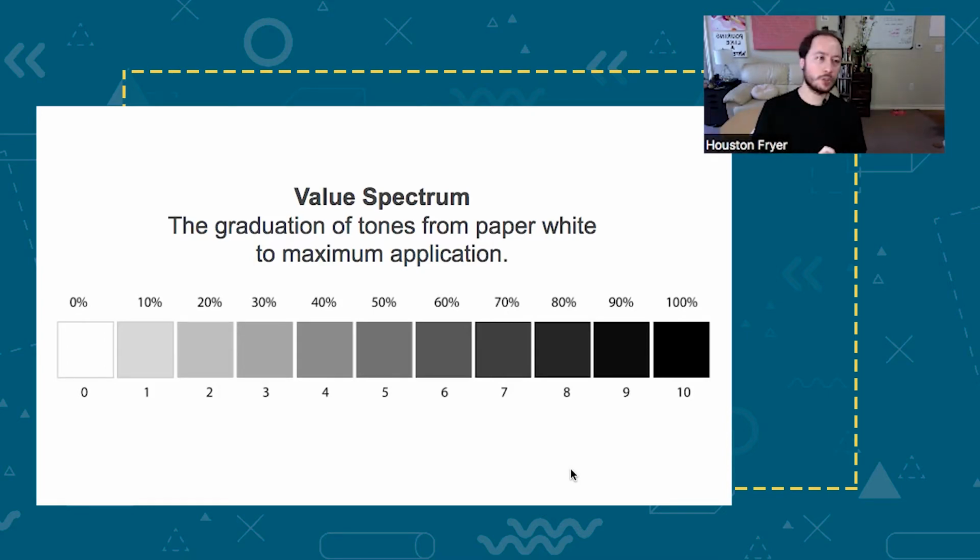Otherwise, you're going to get what I refer to as local value, where you're going to apply some parts of an object as 10 because they're dark. But then when I ask you, well, is the inside of the eye socket of the skull as dark as the shadow behind the grapes? You're going to say no, and then I'm going to say, well, then why did you give me a 10 in the eye socket and a 10 behind the grapes?